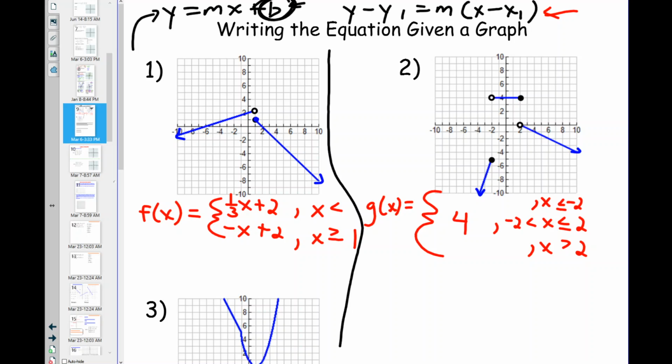The other two pieces appear to be linear. So I'm going to need a slope and a y-intercept. In both cases, we need 2 points. So let's see, 2 points that it looks like fall on this left. I'd say -2, -5. And then, I don't know, pick another point.